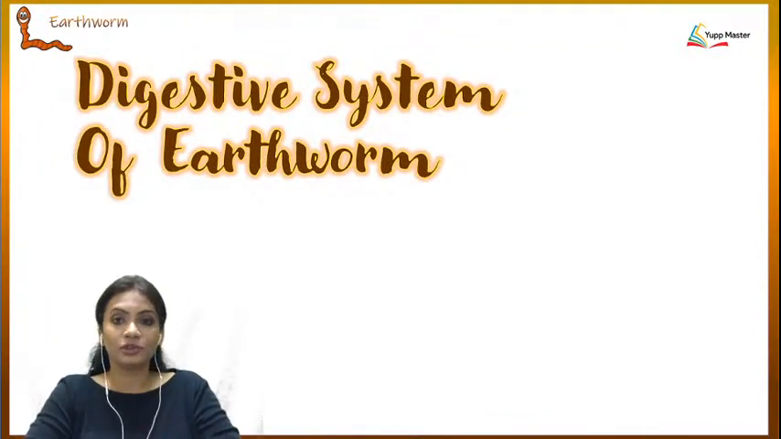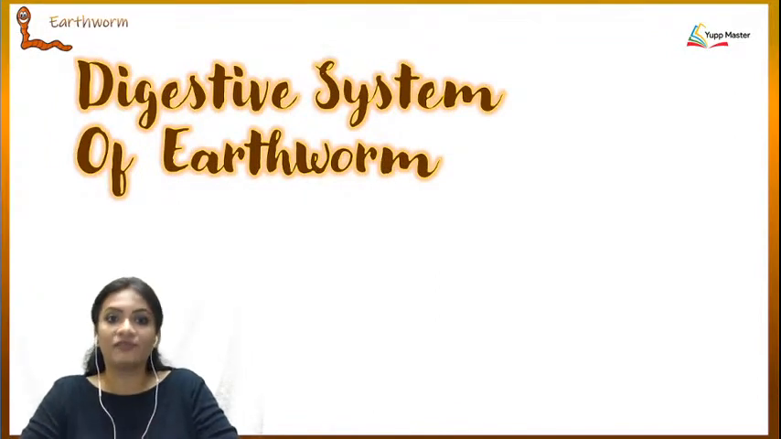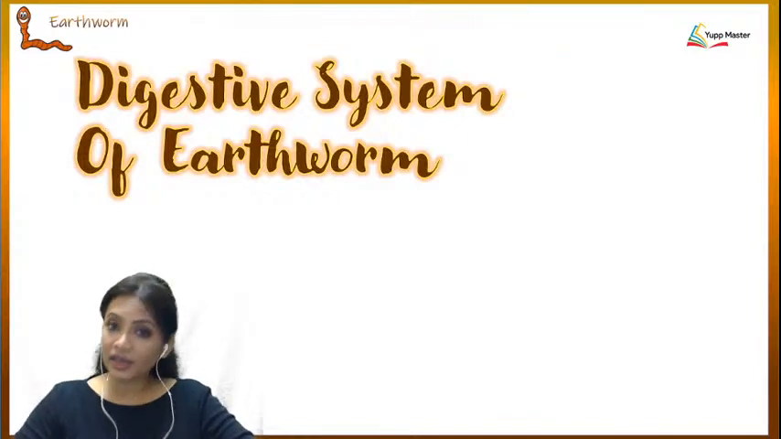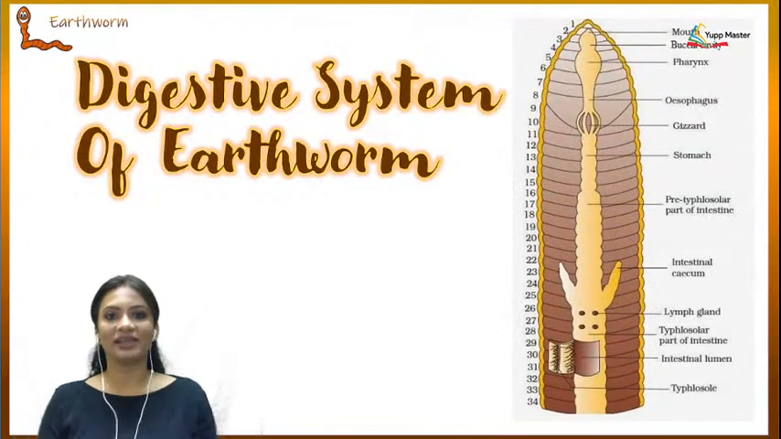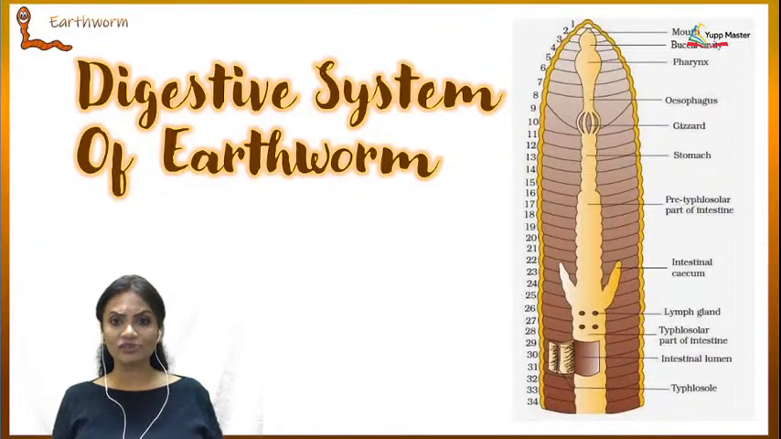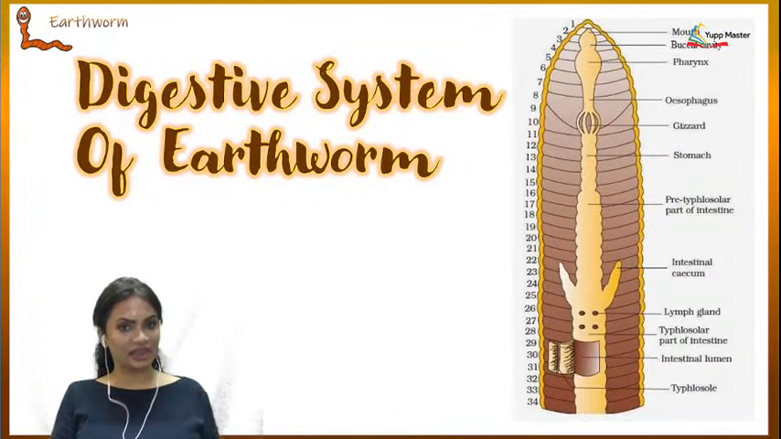Now let us come to the digestive system of the earthworm, one by one. As I told you before, while studying the earthworm, the most important part is the segments. In the digestive system, there are going to be a lot of segments which we'll be studying. So we try to remember in a sequence how we're going to differentiate these segments.